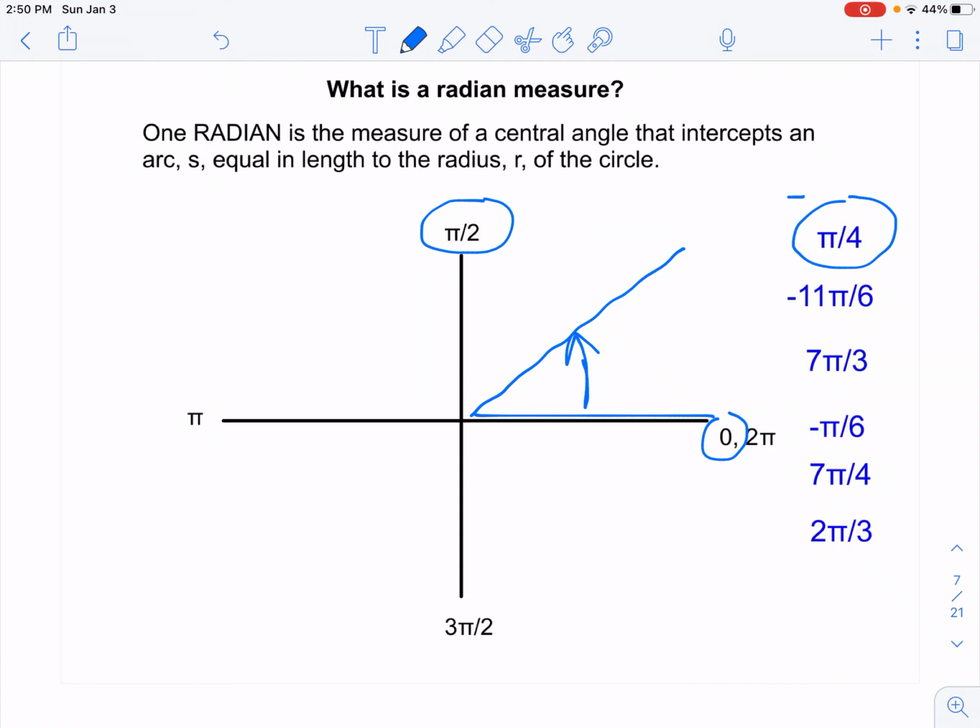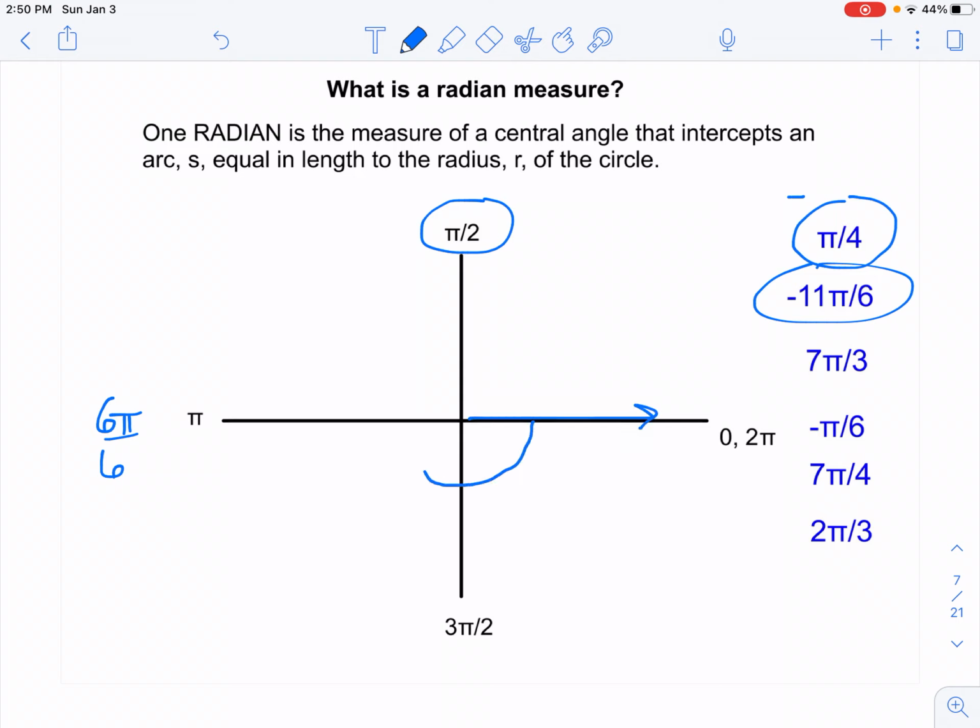Negative 11 pi over 6. Okay, so it's negative, so we know that's going to be rotating in the clockwise direction. And we can compare fractions using common denominators. So we could say that this is 6 pi over 6. And so we have our initial side. We're going to rotate counterclockwise. This is 6 pi over 6. We're trying to get to 11 pi over 6. Get a common denominator here.